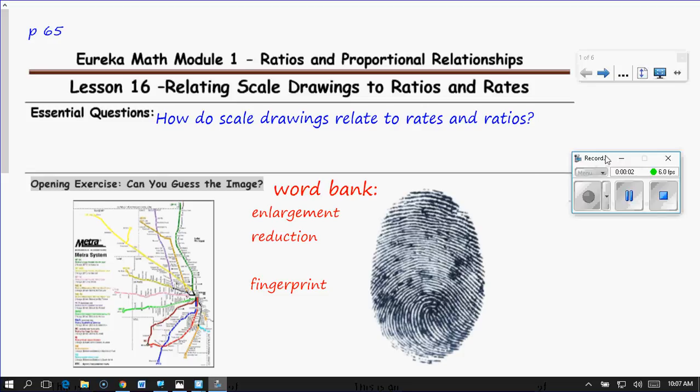Hi everybody, this is lesson 16, relating scale drawings to ratios and rates. So, how do scale drawings relate to ratios and rates? Write down your essential question and we'll get started.